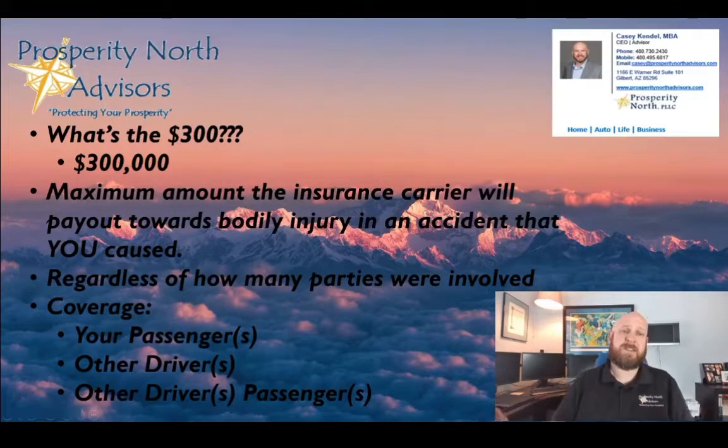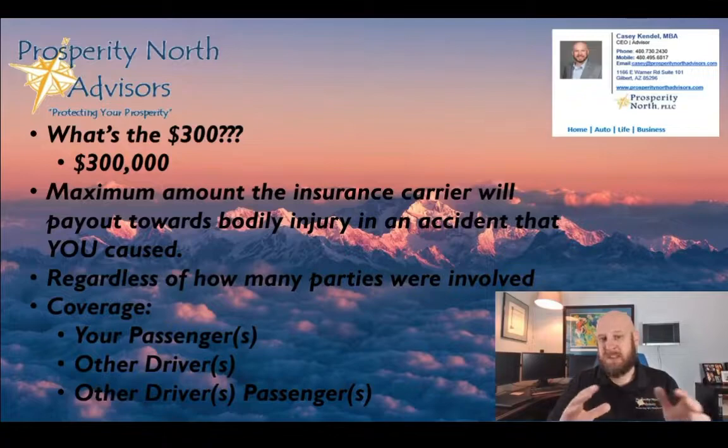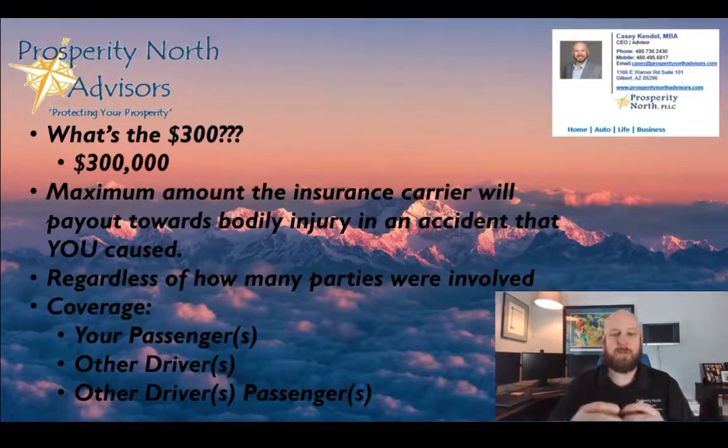So what's the second 300,000? Well, that 300,000 is the maximum amount that the insurance carrier will pay out towards bodily injury in an accident that you have caused. Now, this is regardless of how many parties were involved. It could be 1, it could be 5. The maximum they're going to pay out for that bodily injury to the passengers, drivers, and the other drivers in this example is $300,000. That's your second number there.